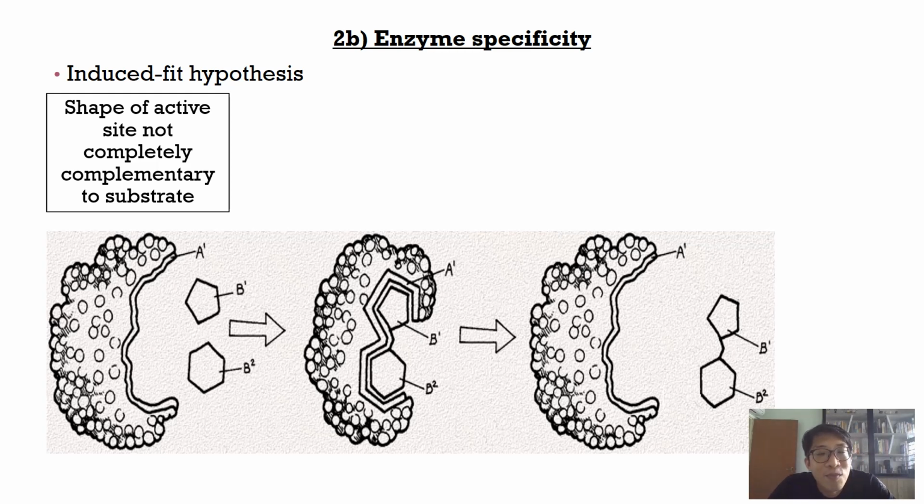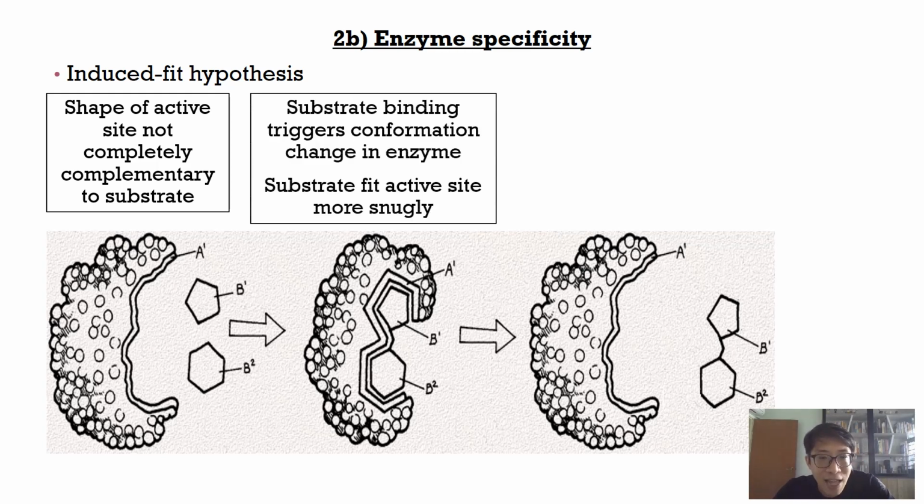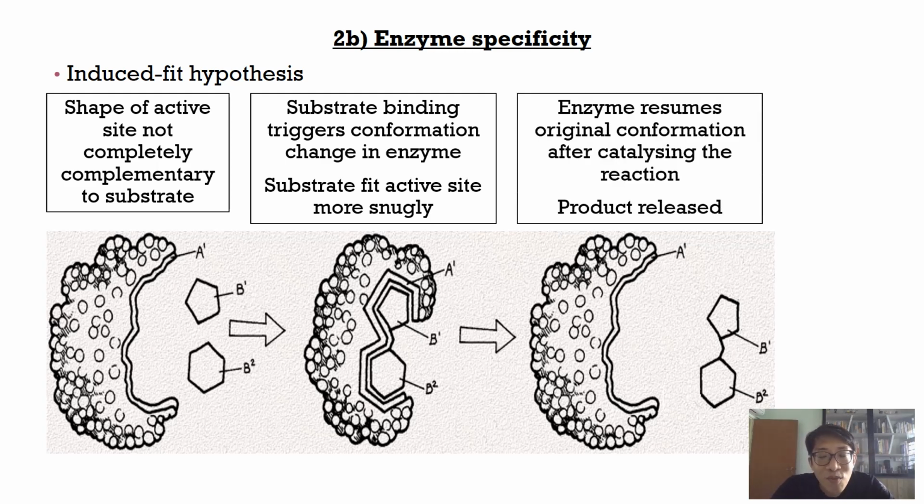But when the specific substrate binds to the enzyme, it triggers a conformation change in the enzyme, which also changes slightly the shape of the active site, such that the substrate is able to fit more snugly or more tightly to the active site. This is when there is complete complementarity between the substrate and the enzyme. And once the reaction has occurred and the products are formed and released, the enzyme would resume its original conformation.